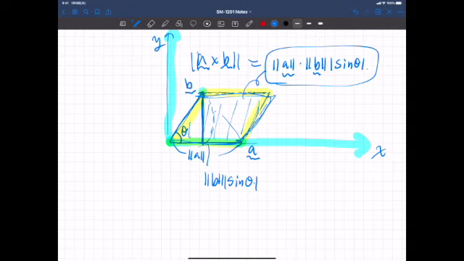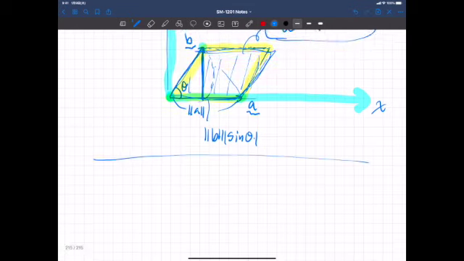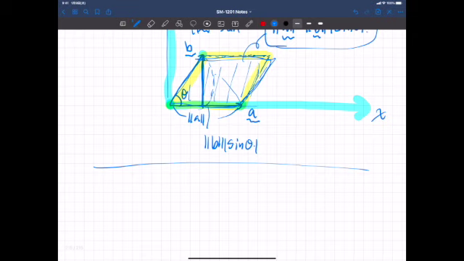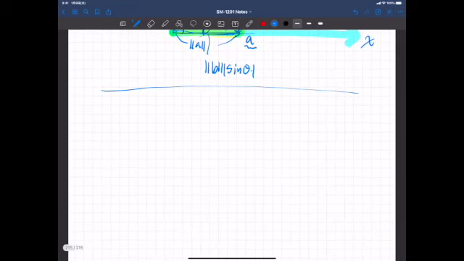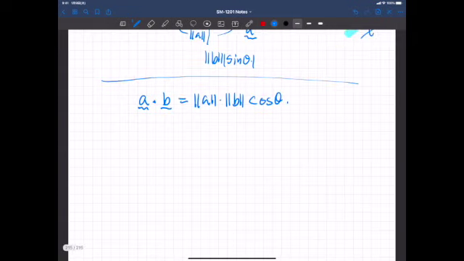So let's move on to the proof, and the proof is actually based on the intuition we have just provided. First of all, we have a dot b equal to the modulus of a times the modulus of b times cosine theta, because the angle between a and b is theta. This was the definition of the angle between two vectors. So we have this equality.